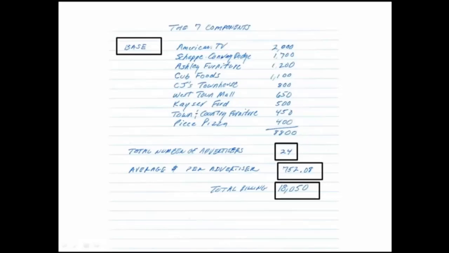And these are the people who are on annual contracts, or they're on quarter-to-quarter contracts, or they're even on monthly contracts, but they've been with you year on year, month on month, and you count on them for going into the next month with the base pretty much intact. You might upsell them, you might lose one, but I've got American TV, Shape Conway Dodge, et cetera, and I've got $8,800 in my base. And I could divide that by $18,050, and 48% of my business is base or steady eddies, or however you want to label that.